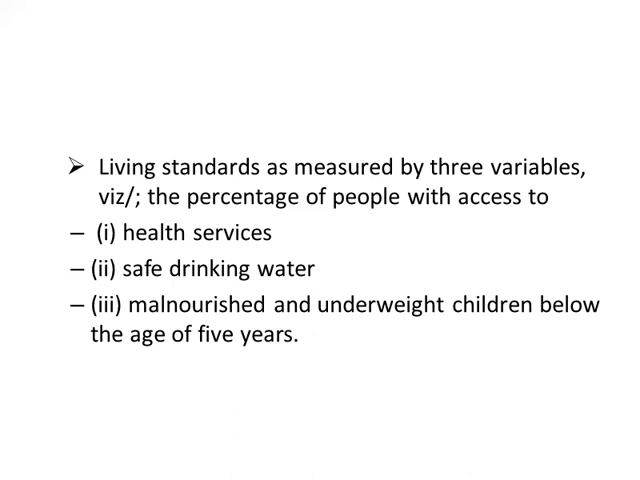The second one is safe drinking water. The question is whether you get safe drinking water or not. That means access of the people to safe drinking water. The third one is malnourished and underweight children below the age of 5 years. How many children below the 5 years remain malnourished and underweight? So these are the three variables based on which living standard is assessed in the construction of Human Poverty Index.